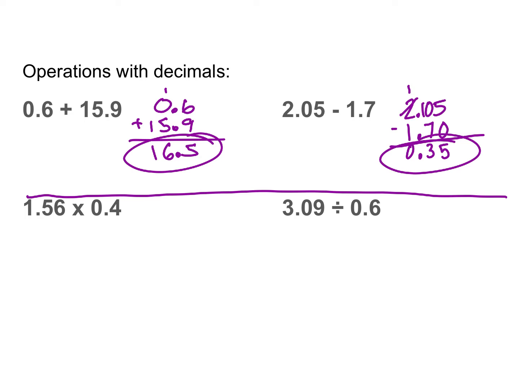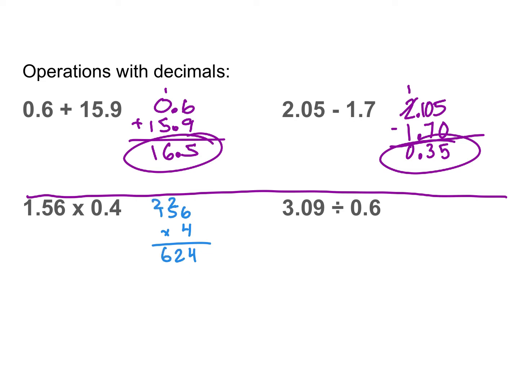Now, those rules are very different from the next rules. The next rules are saying, don't worry about that decimal point at all. In fact, I'm going to multiply this pretending it's 156 times 4. Okay, I took out those decimal points. Now I'm multiplying just like I would if it was that big number.